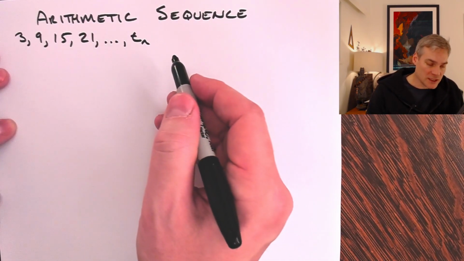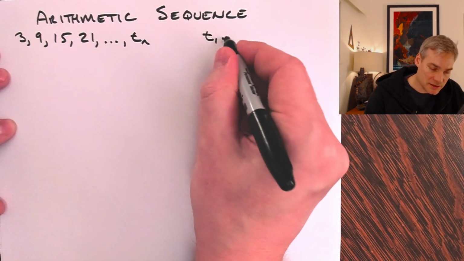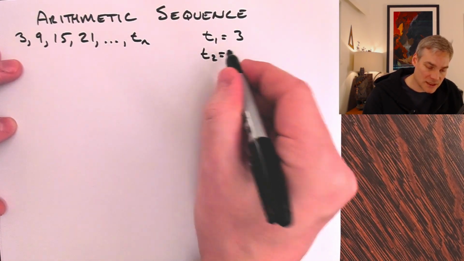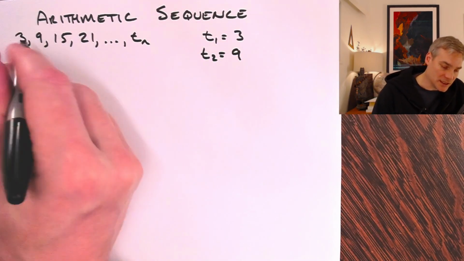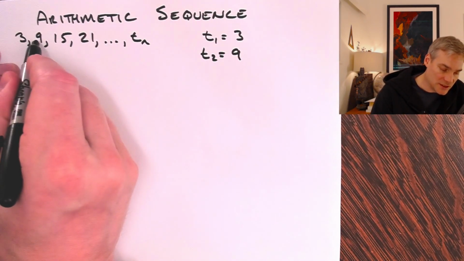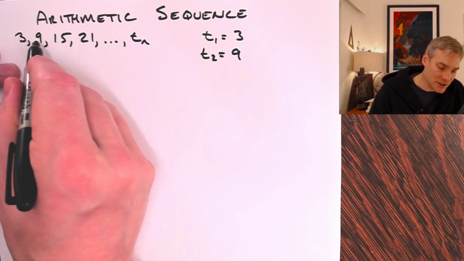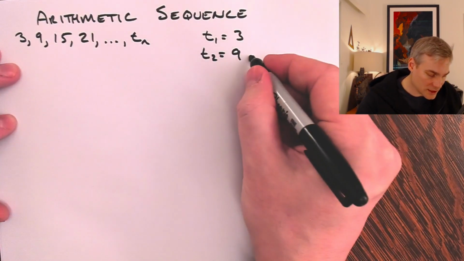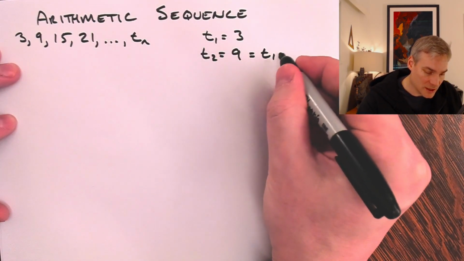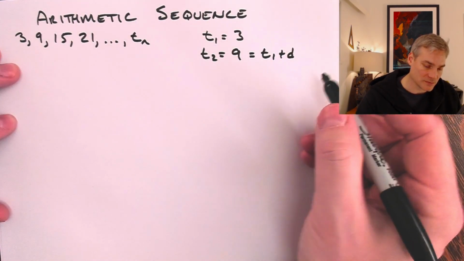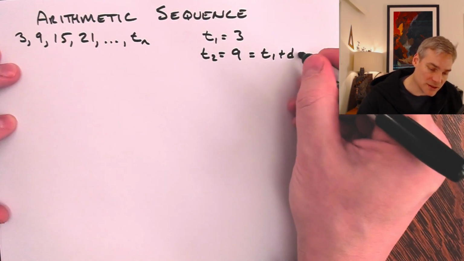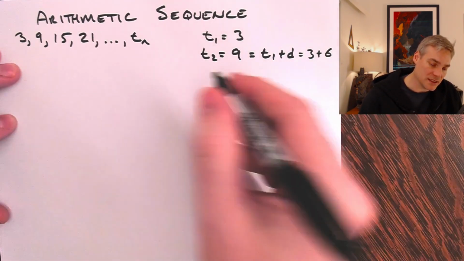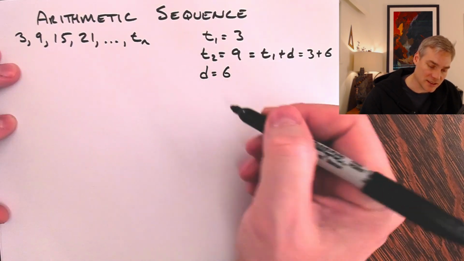and so on. Now I can notice that t1 is equal to 3, and t2, well, that's equal to 9. But if I look at this, I can see that from t1 to t2, that's just 6. I've added 6. And if I go from t2 to t3, I've added 6 again. So I can say, well, that looks like I've actually just got t1 plus some difference. So what that equates to is now 3 plus 6. So now I know that the difference is actually just 6.